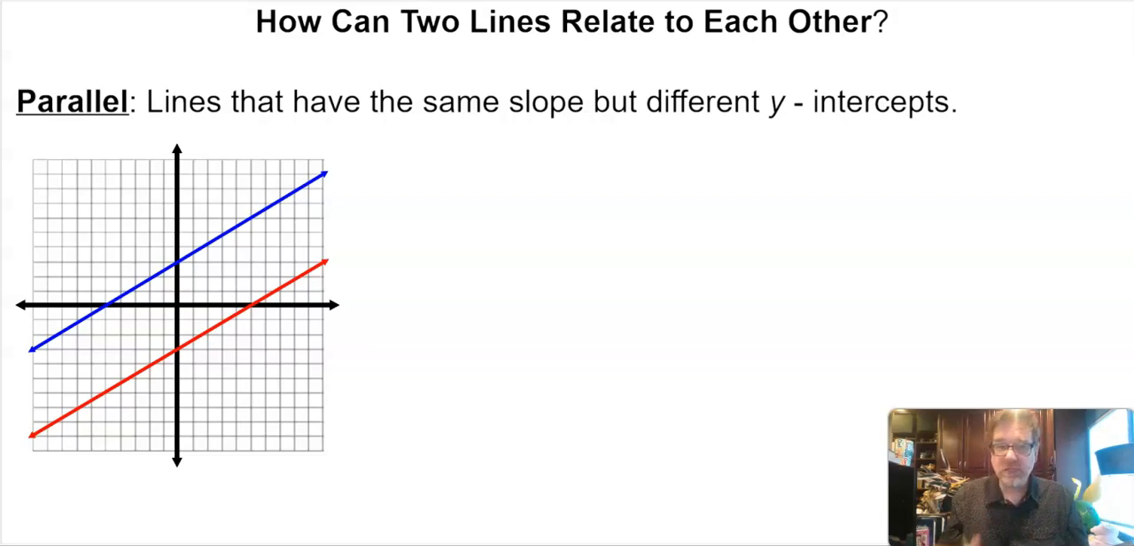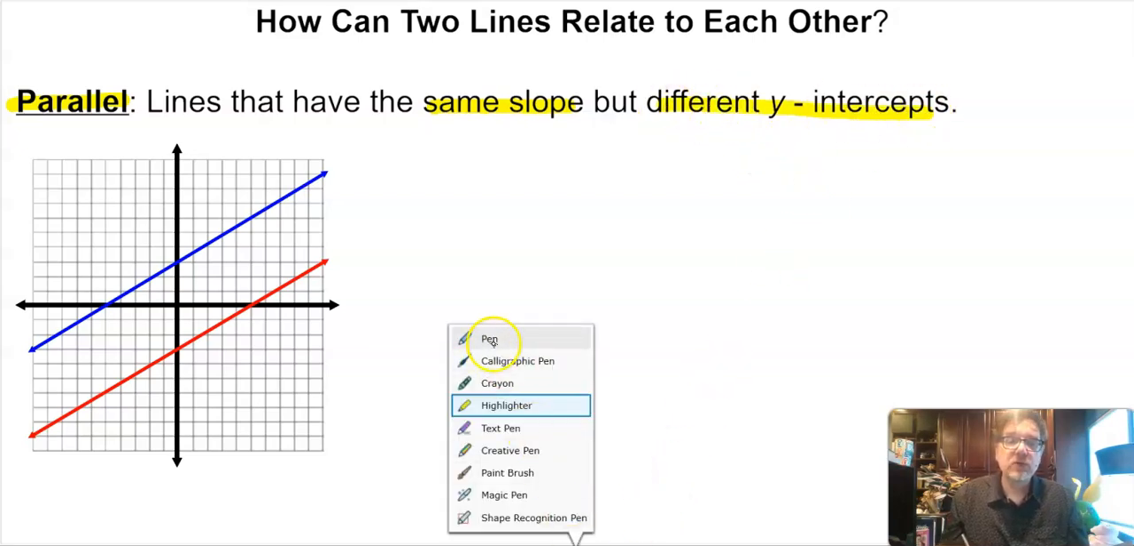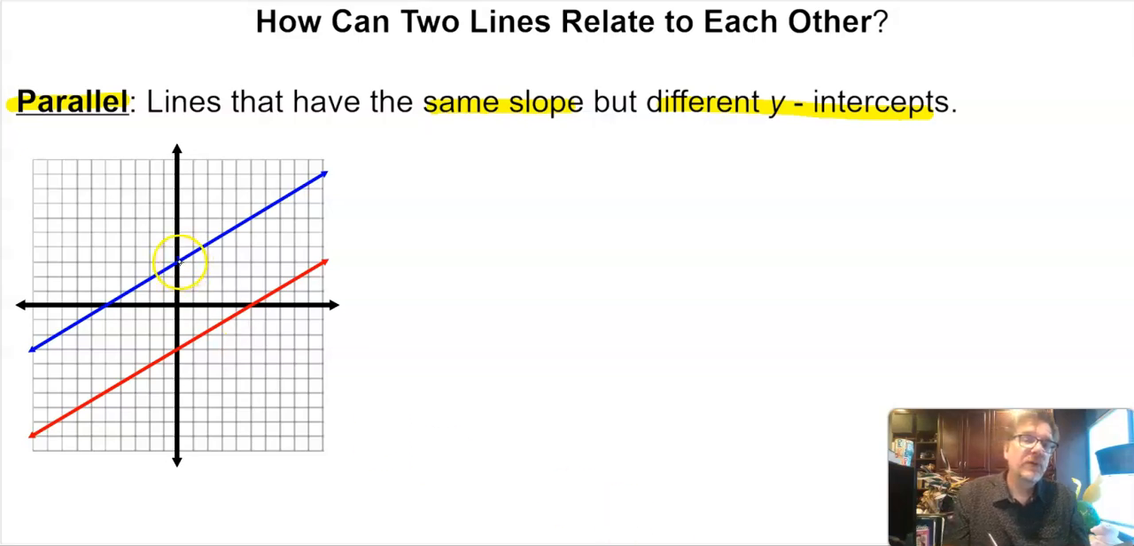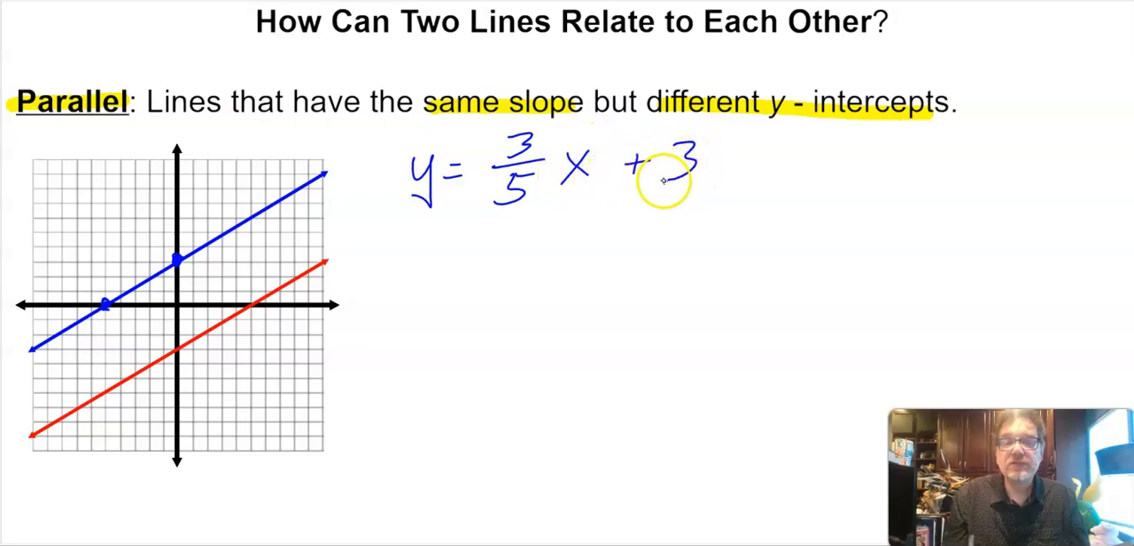Now parallel lines have the same slope. They're going to have the same slope, but they're going to have different y-intercepts. So in blue, remember, here's my b, here's another point. In blue, I have the equation y equals 3/5 x plus 3.